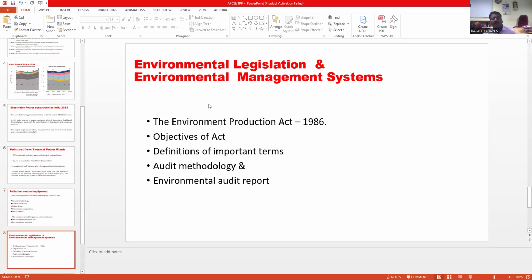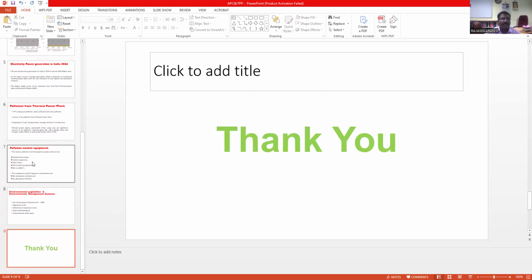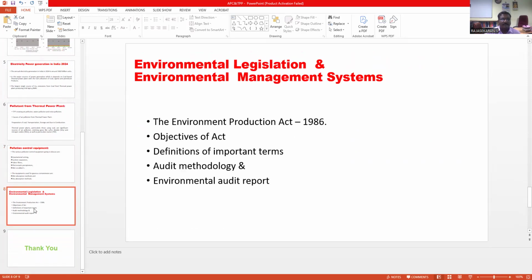Next, we are going to see about the environmental legislation and environmental management system. What is the Environmental Protection Act and what are the objectives of the Act, definitions and terms, audit methodology, and the environmental audit report, and how we prepare the environmental audit report.